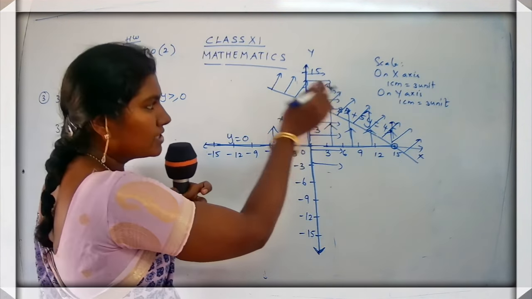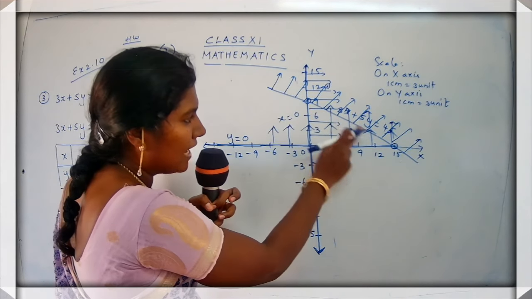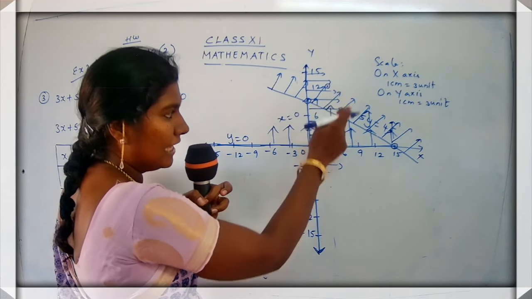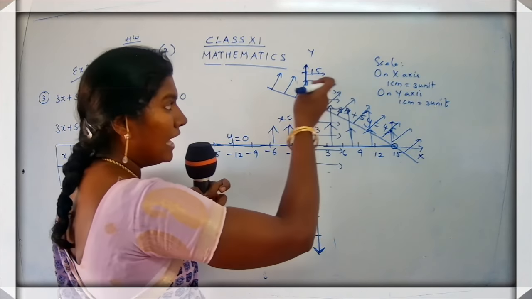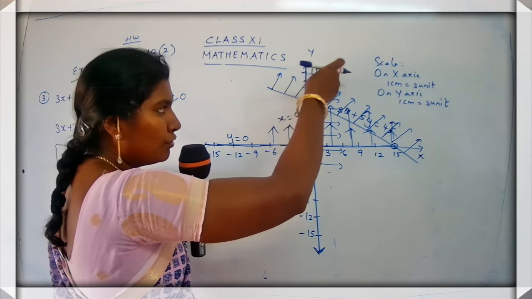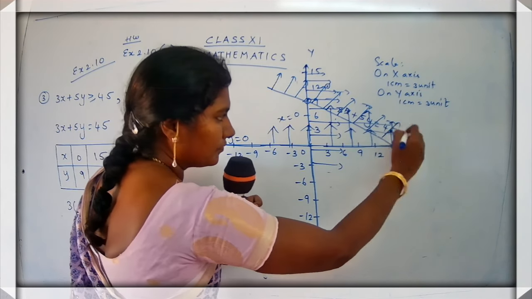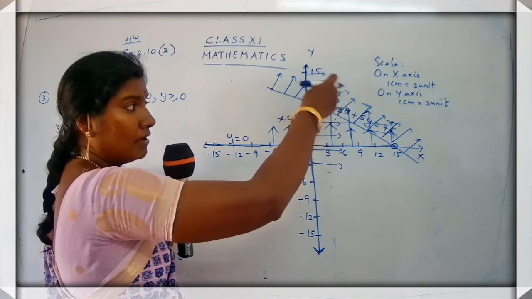So this is the common area. Just see the area below the triangle. See carefully. Now this is a triangle. Here we have the area for 3x plus 5y is equal to 45. And for x is equal to 0 also, you have the area on this side. And for y is equal to 0 also, you have the area lying on this side.